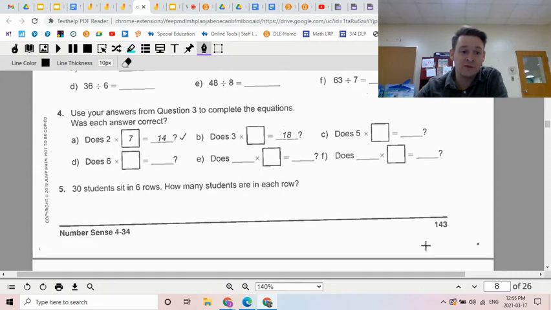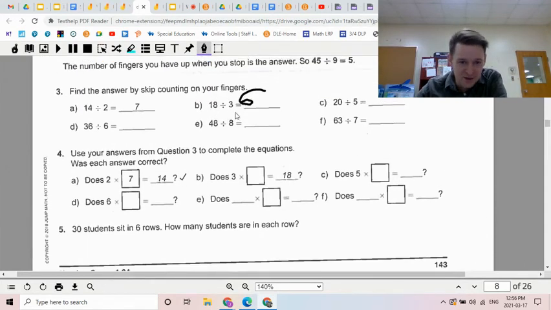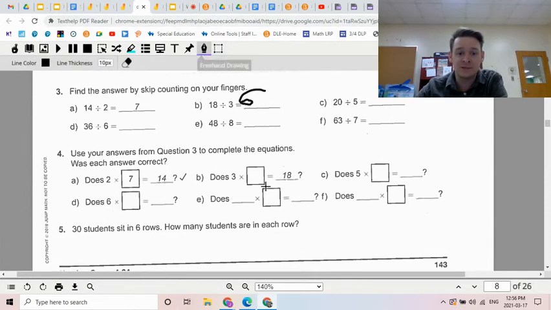And as we scroll down to the bottom of this page, it says use your answers from question 3 to complete the equation. So does 2 times 7 equal 14? Yes, it does. Well, let's look at B. So we need to look at our answer from question 3. Our answer was 6. So does 3 times 6 equal 18? Well, 3 groups of 6, 6, 12, 18. Yes, it does. I'm going to put a check mark there. All right. I wonder what you'll notice when you're finished C, D, E, and F.